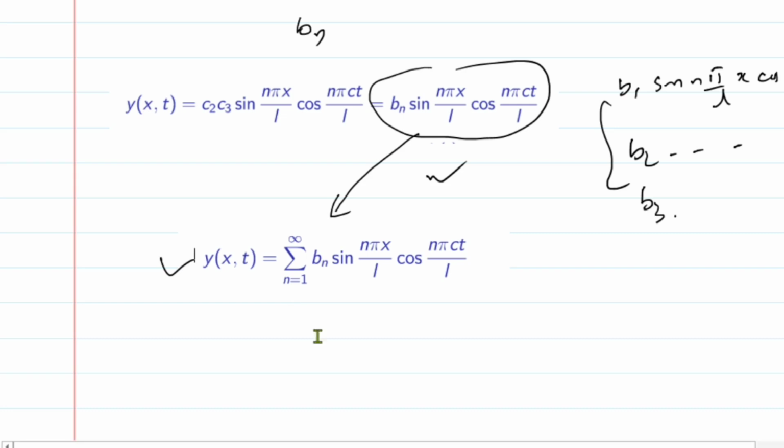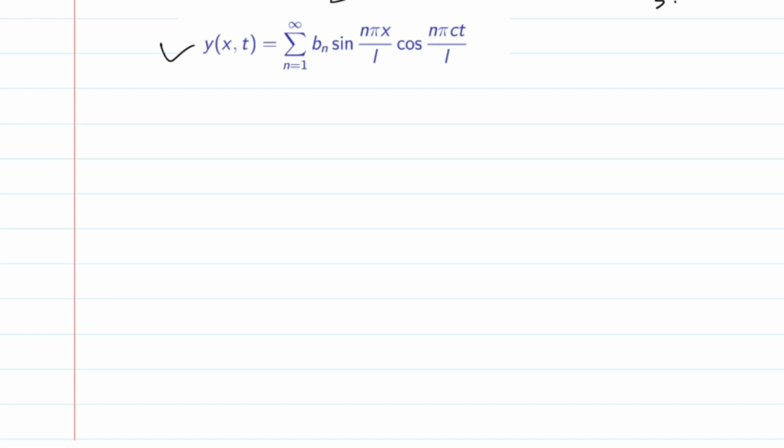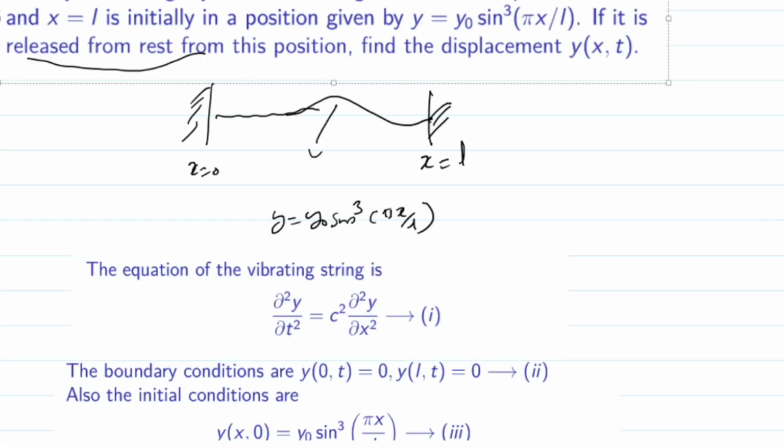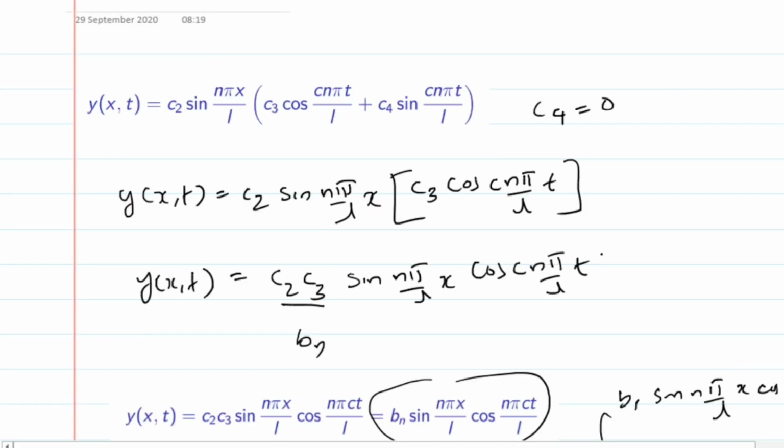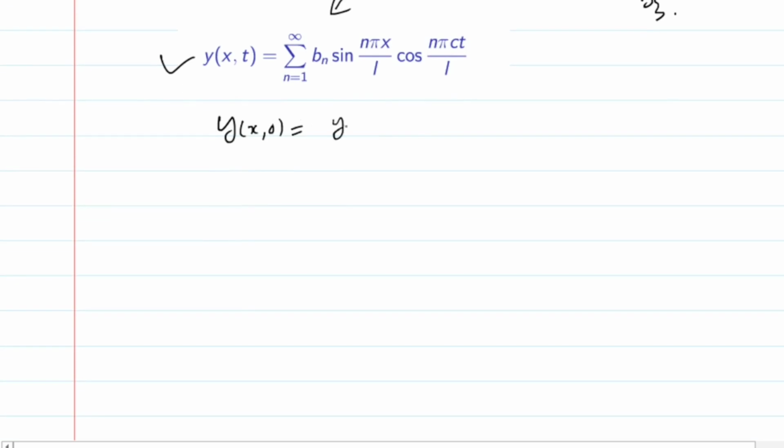Now we will go back to the question and see what we need to do. We are also given y of (x, 0). From the previous question, we can see that y of (x, 0), the initial position, is equal to y naught sin cube(pi x by l). So we can compare these two to find the coefficients, the bn coefficients. For that, let us compare these two.